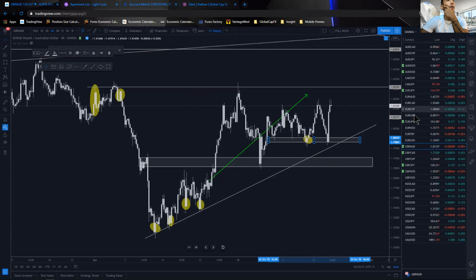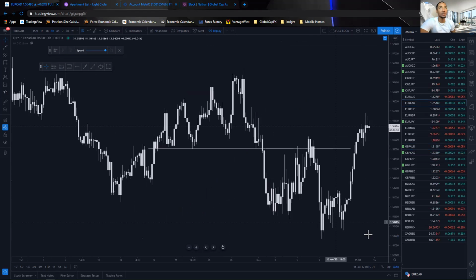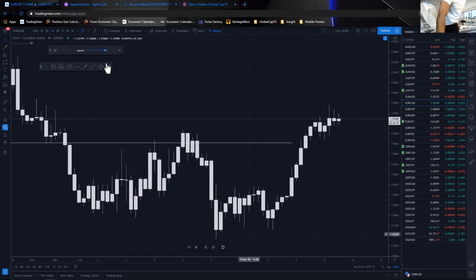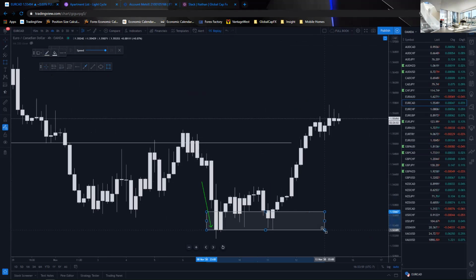I'll go to another pair. This one here, this candle right here. So you had a push to the downside with this very last candle here. Boom. And then you had this candle that rejected it. So I would surround my box around that rejection candle.